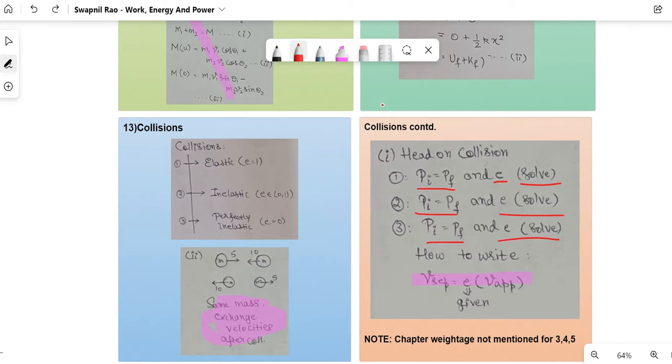So yeah, with this, collisions are done, but for collisions I would recommend you to solve many problems if you want to understand how to write the equations over here like I've mentioned and how to solve them. Otherwise it might seem easy over here that only two equations are there, I can manage it. No, you have to know the application, so I would recommend you to solve past paper questions.